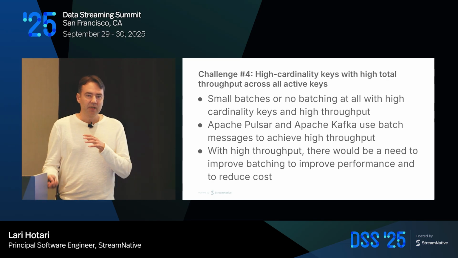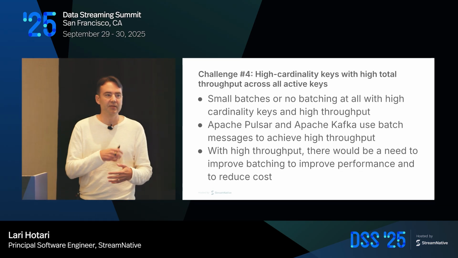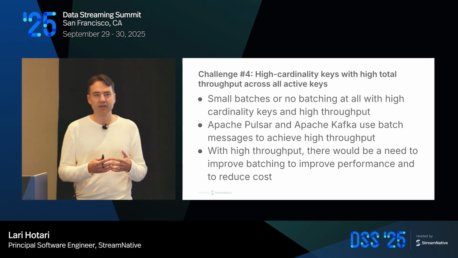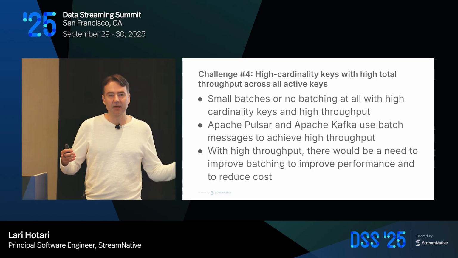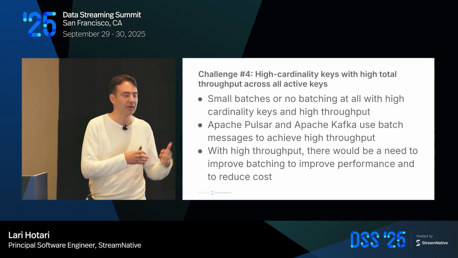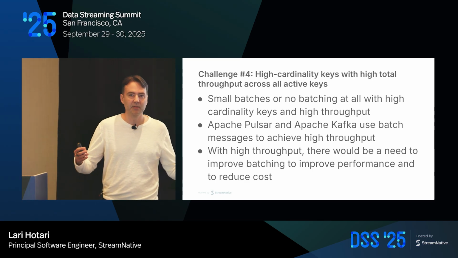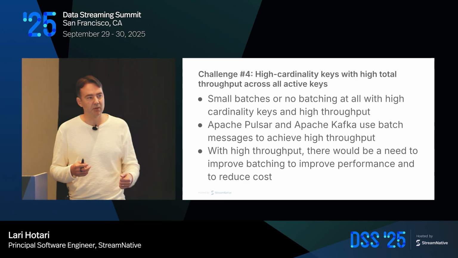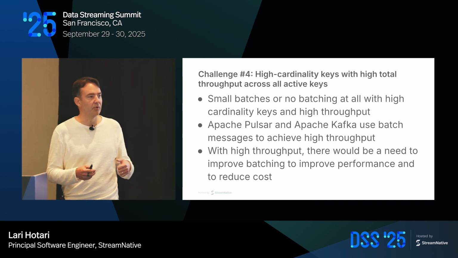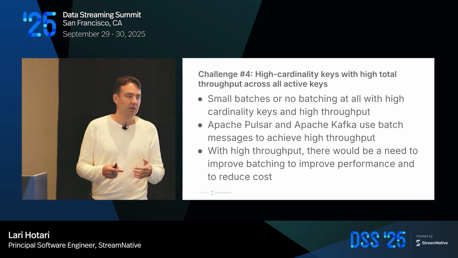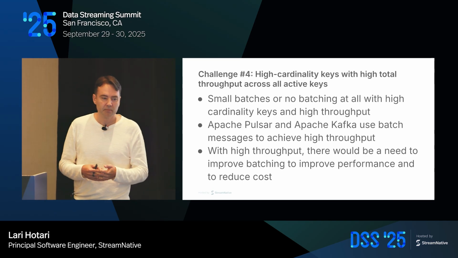So then a little bit different problem, this is from the IoT domain. This example is that you have a very high cardinality of keys. Let's say the device ID is a key, and you have a very high total throughput, but per each key there's a very low throughput. Like one message per minute or one per hour, but the total volume is very high.